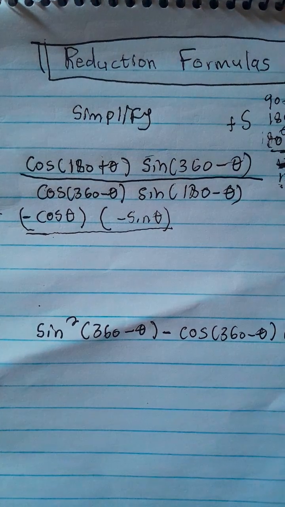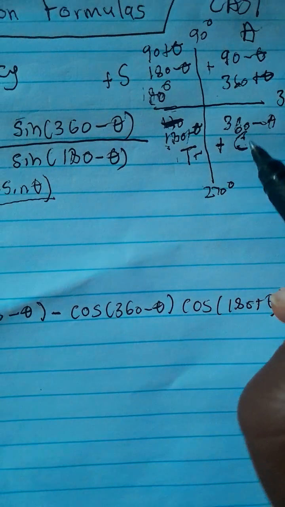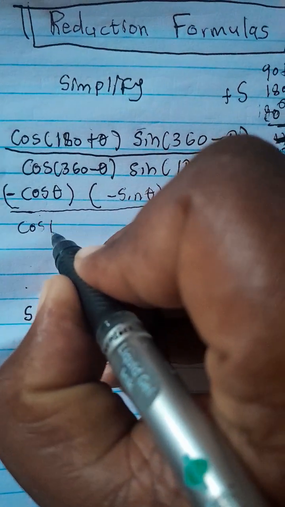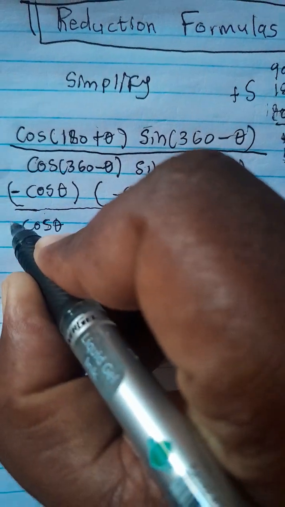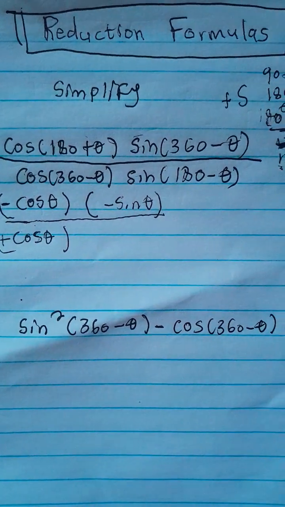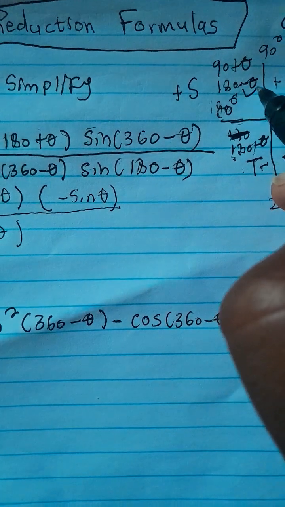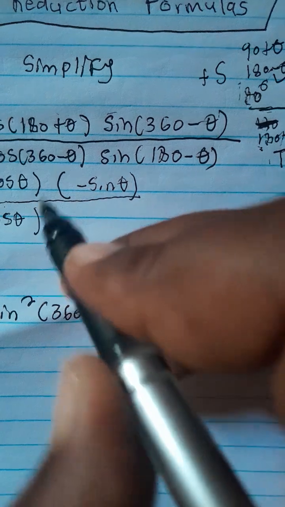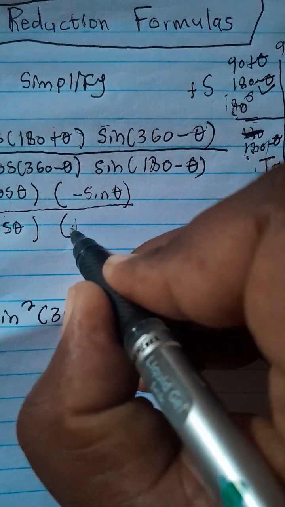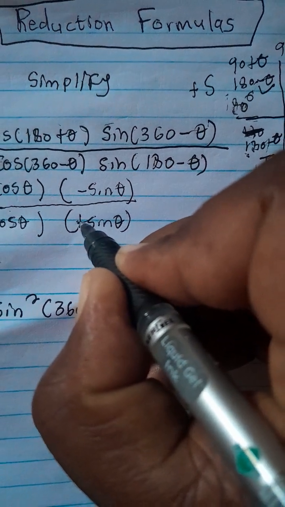We are told cos of 360 minus theta, it's a home for cos. Remember, this is where cos is positive, so this will be positive cos theta, plus, let me just put brackets there, sine of 180 minus theta. Sine of 180 minus theta is in the second quadrant where sine is positive. So we are going to have positive sine theta. All right, that was our first step.